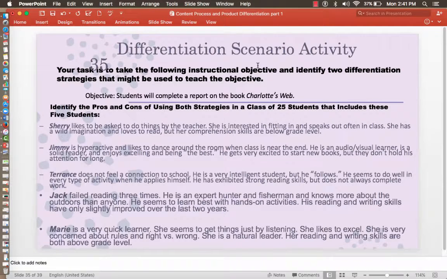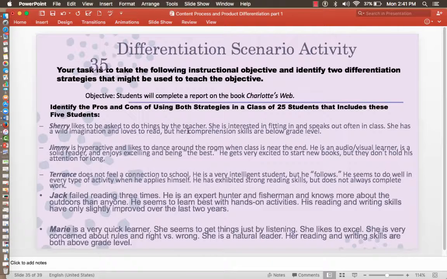Okay, so here's your scenario activity, okay? Your task is to take the following instructional objective and identify 2 differentiation strategies that might be used to teach the objective. Your objective is you're going to complete a report, or the student will complete a report on Charlotte's Web. So you're going to identify pros and cons using both strategies in a class of 25 students, and you've got these students right here that you're going to have to deal with.